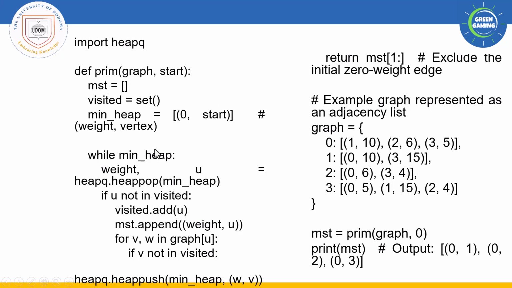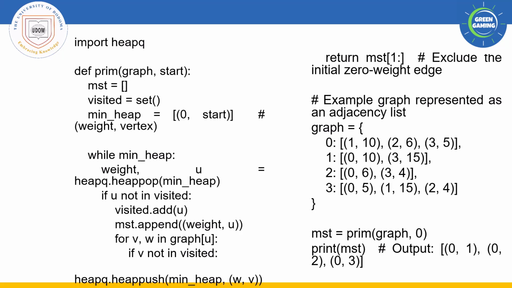Then we are going to our min heap. While min heap means that we have a loop. This loop will continue as long as there are some edges to process in our min heap, or our priority heap queue, right? Then we will extract the minimum edge.